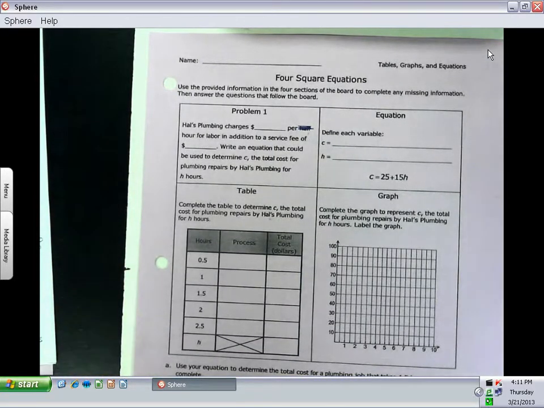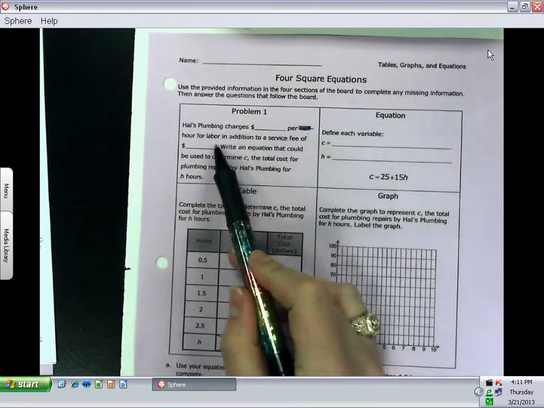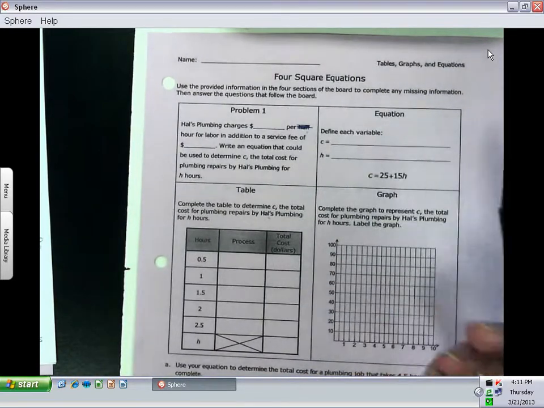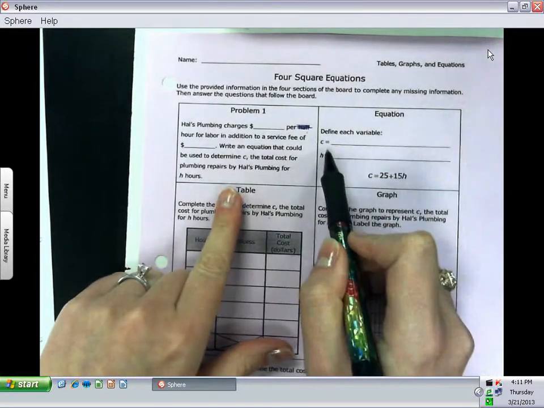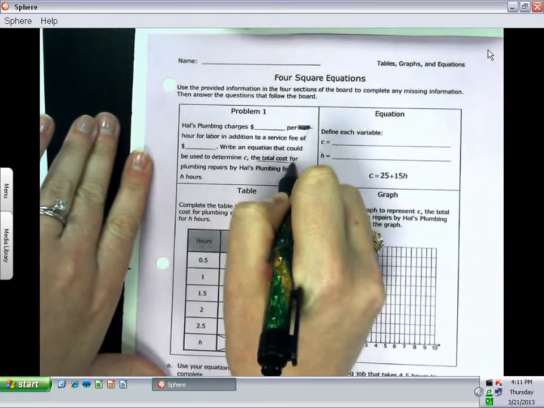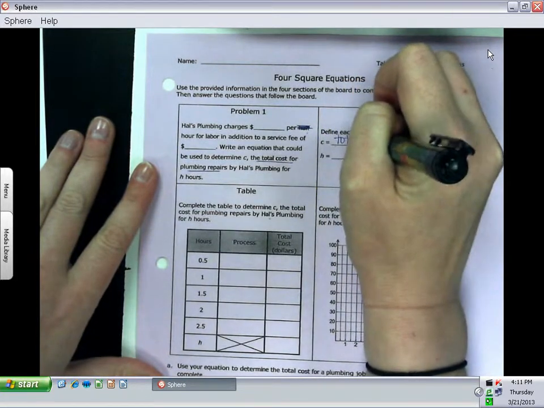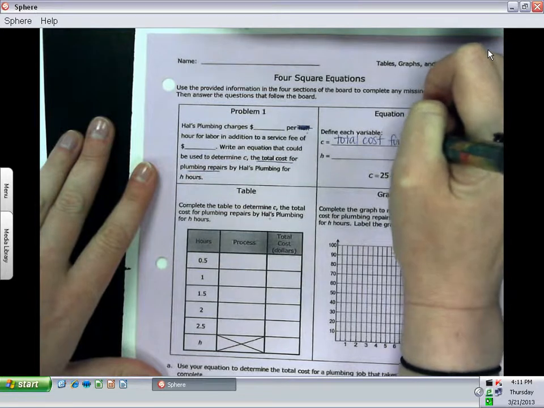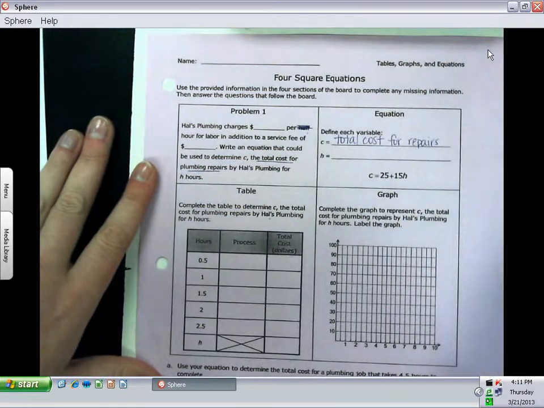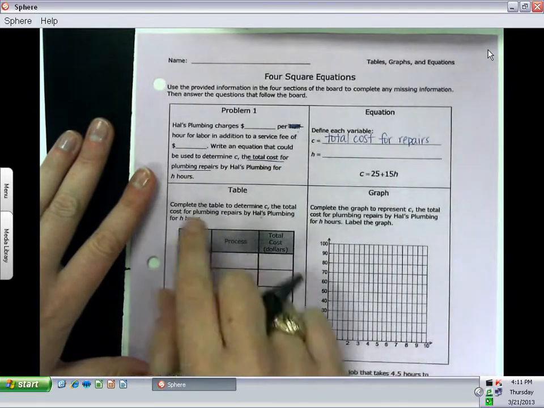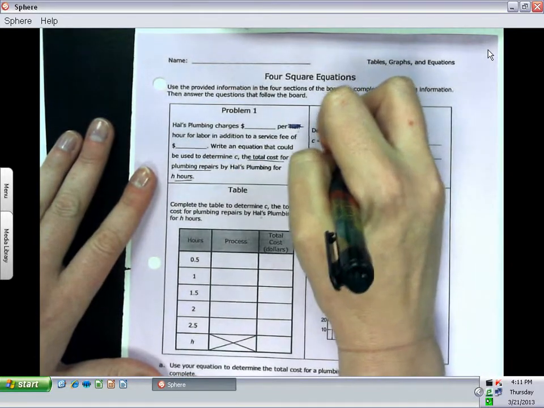So the problem says house plumbing charges blank dollars per hour for labor in addition to a service fee of blank. Write an equation that could be used to determine C, the total cost of plumbing repairs by house plumbing for H hours. So I need to fill in these blanks, and then I've got an equation here. But let's go ahead and define each variable. And it tells us in the problem that C is the total cost for plumbing repairs. So you're going to write total cost for repairs, and that's what C is representing in our equation. And then it tells us that H is the number of hours. So write number of hours.